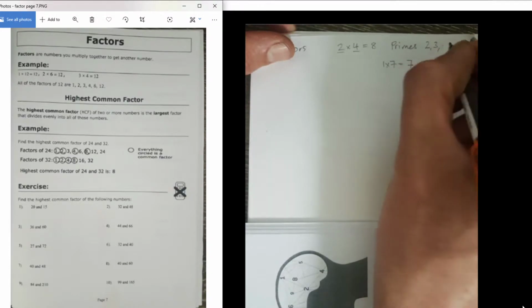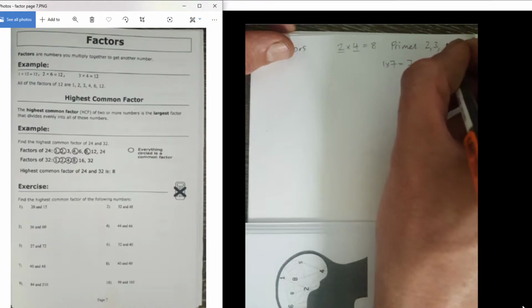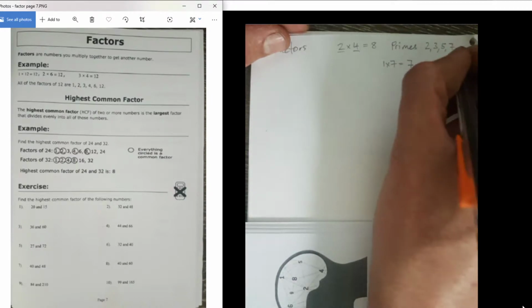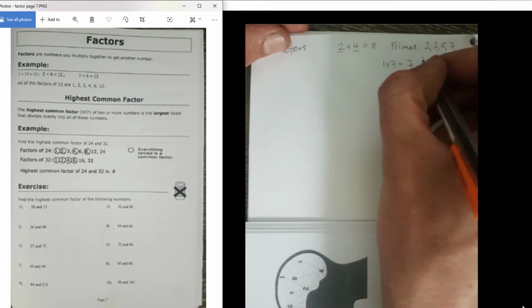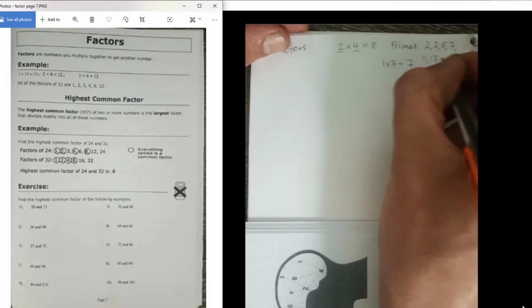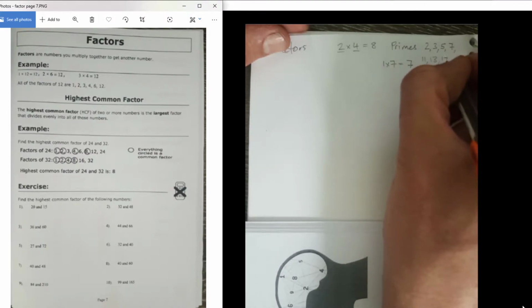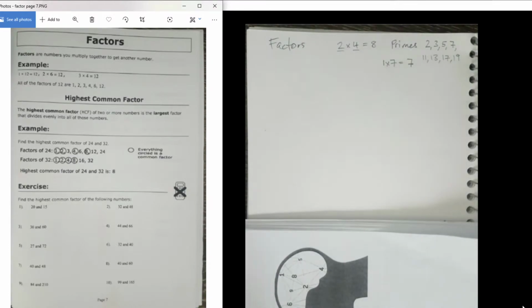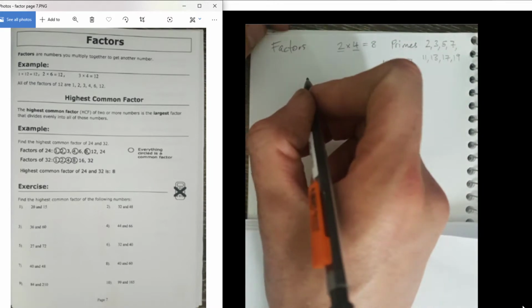Is 4 a prime number? No, because 2 times 2 is 4, so we'll skip that. 5 is a prime. We just saw that 7 is a prime. Other examples would be 11, 13, 17, and 19. There's quite a few in the first 20 numbers. I think that's everything. So what we'll do is we will have a look at how to find factors of a number.